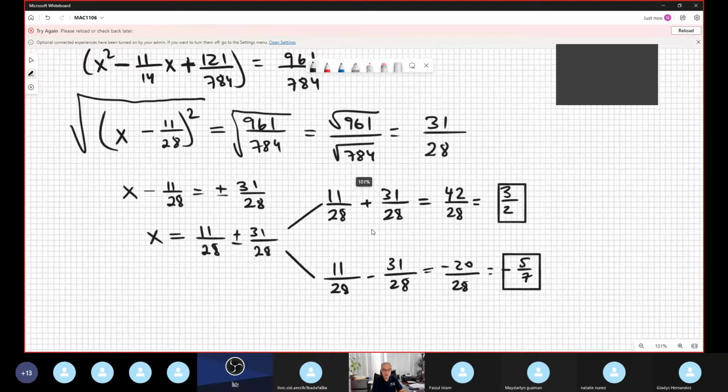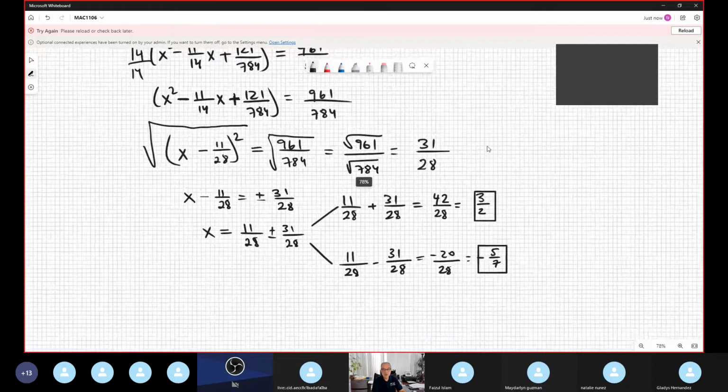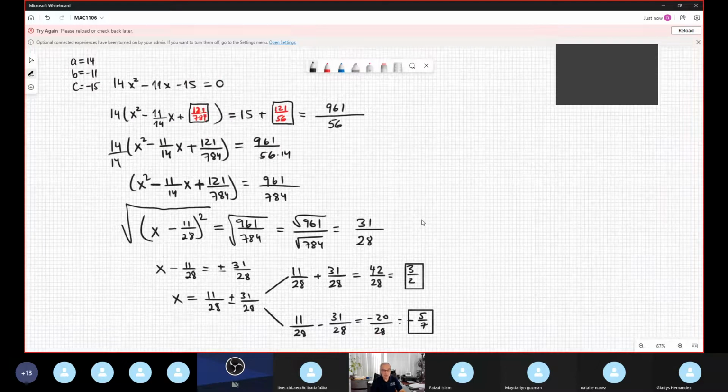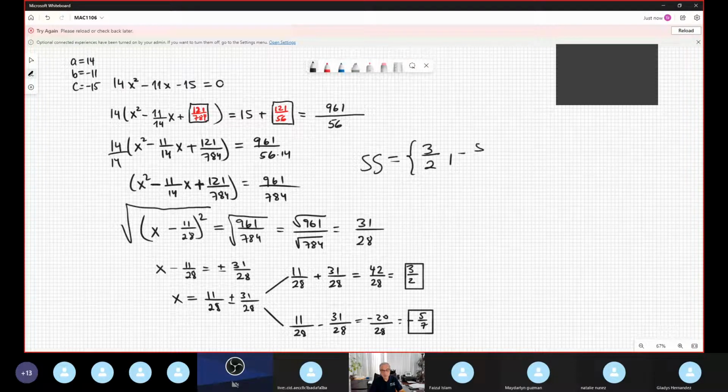The solution set for this equation using completing the square. Wow, too long and confusing. I know, I understand. Now we create a shortcut to do it fast. The solution set is 3/2 and negative 5 over 7. Either way, the order is not important.